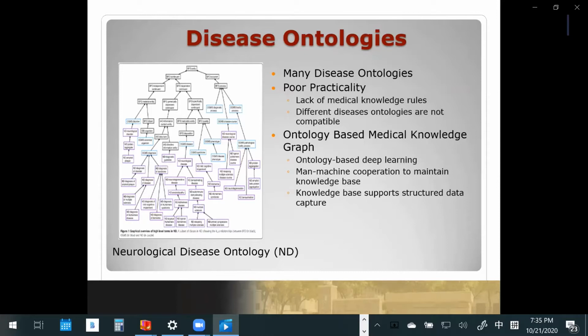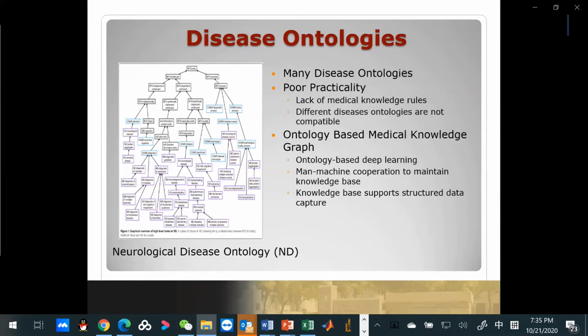Knowledge base supports structured data capture. Usually, CDSS is mainly used for clinical decision support, including diagnosis decision and the treatment plan decision. The CDSS gives suggestions for clinicians to choose. We hope to change this situation and to support the structured data capture. Later, we will further explain by knowledge model.